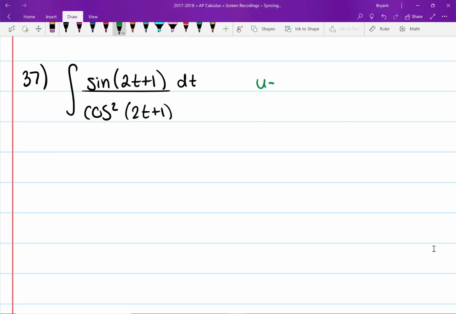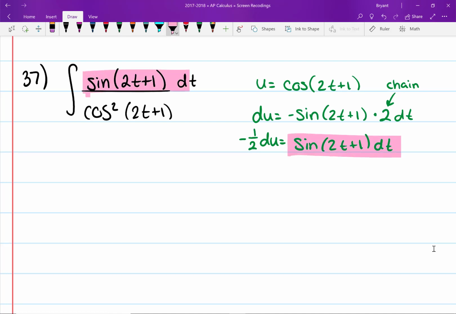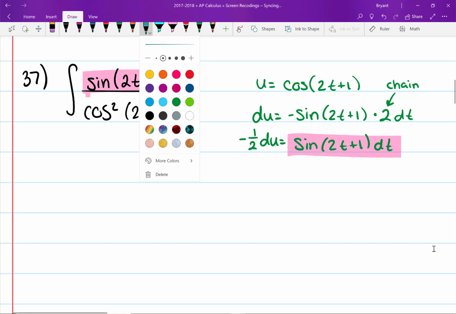So I'm actually going to let u equal cosine of 2t plus 1. So when I take the derivative, I get du is negative sine of 2t plus 1 times 2 dt. This piece right here comes from the chain rule. I don't want the 2 and I don't want the negative, so I'm going to multiply both sides by negative 1/2. And I get sine of 2t plus 1 dt. Notice that right here, I got my u sub. So let's go ahead, plug everything in.